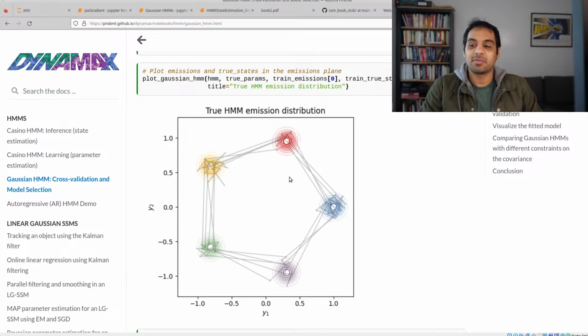As we're in certain states, we'll get emissions that are concentrated around those regions. Theo's asking, are there any real-world examples where Gaussian HMMs are useful? There are a couple. I can talk about them in a second.